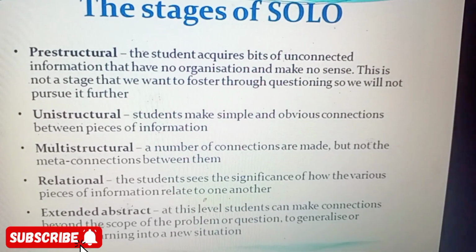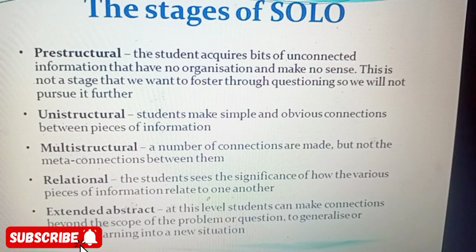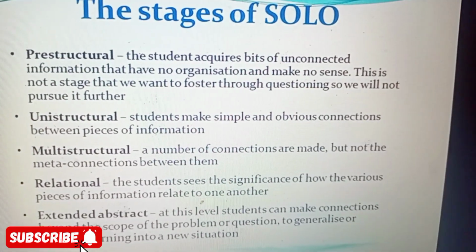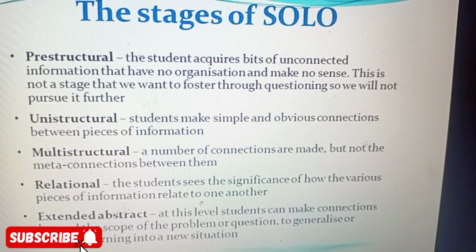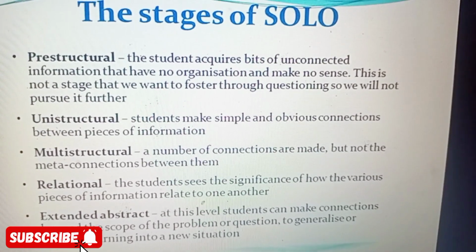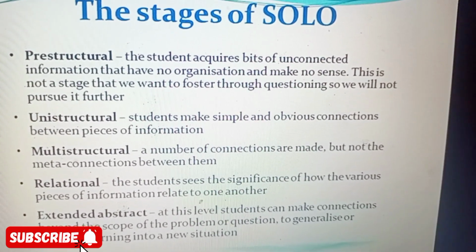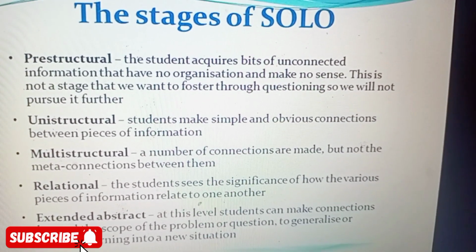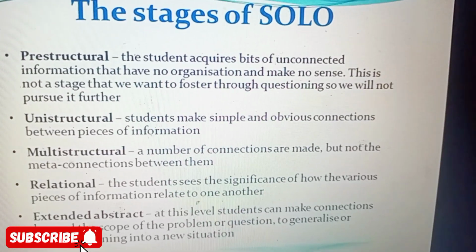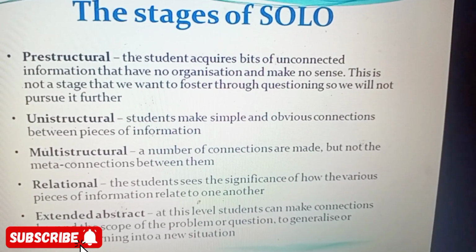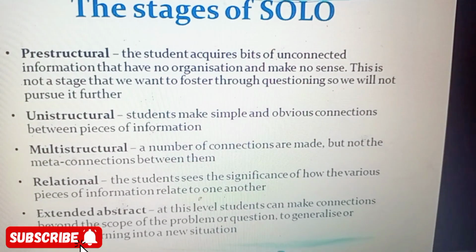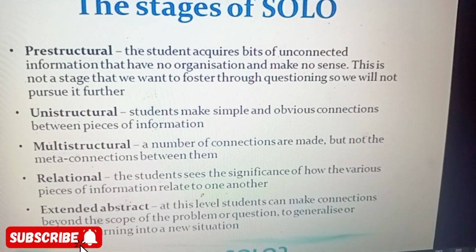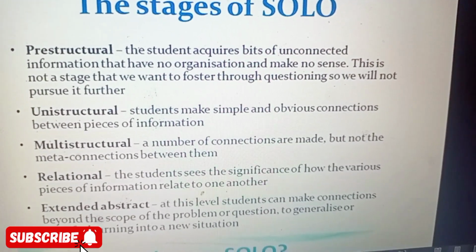So he or she has this already, one simple answer prior to that. Okay, so he or she may tell it's color orange. So that's it. He or she had already just one answer. Next, multi-structural. A number of connections are made, but not the meta connections between them.